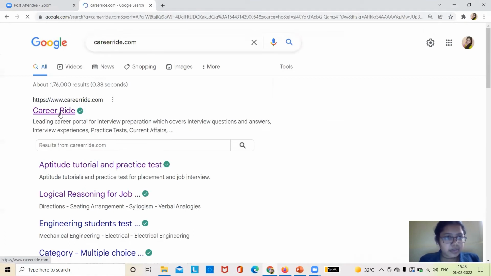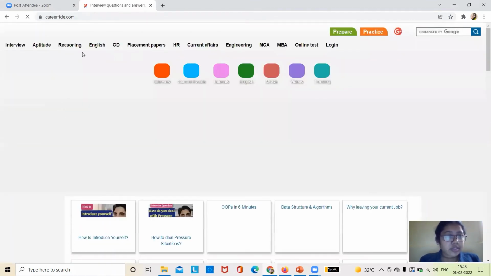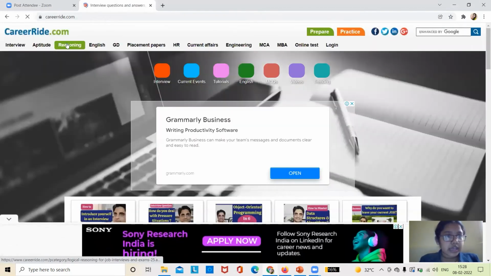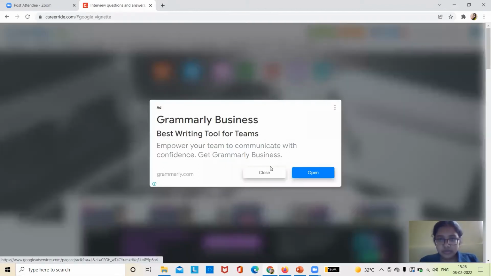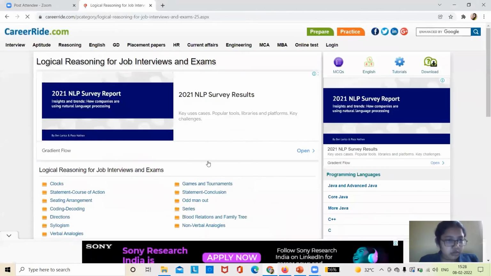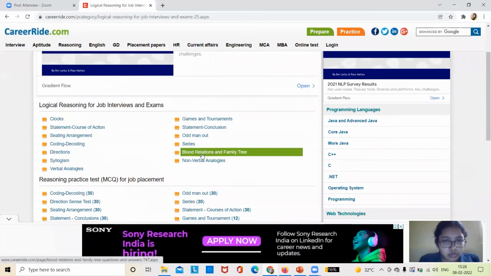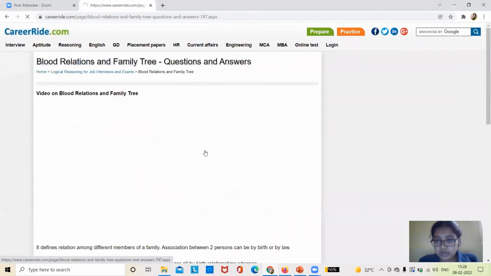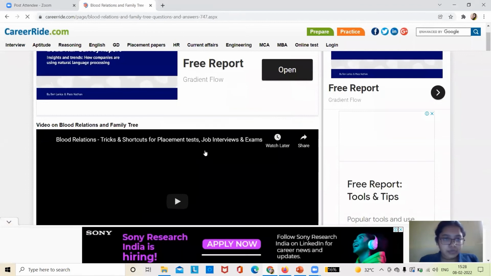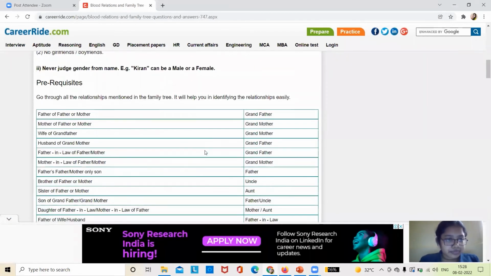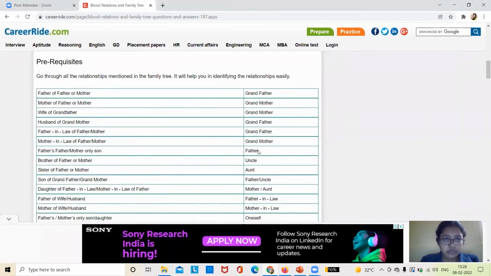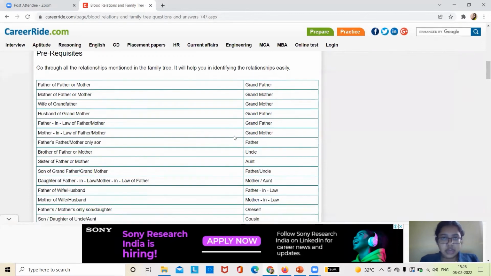If you go to the website, you will see what the requirement is for solving blood relations questions. I'm visiting this site so that I can show what you need if you want to solve blood relation questions. You should know this chart first. Just go through this chart once so that you can understand how the relations work.